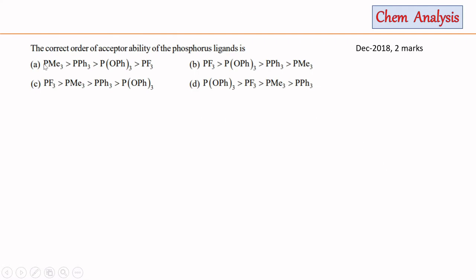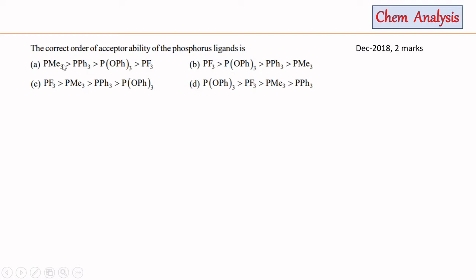The first question, we can see that all the questions are for 2 marks. We have to tell about the order of acceptor ability for these phosphorus ligands. And in all the phosphorus ligands, the phosphorus center accepts electrons in its vacant 3d orbital. Now higher the electron deficiency on the phosphorus center, higher will be its electron acceptance tendency.